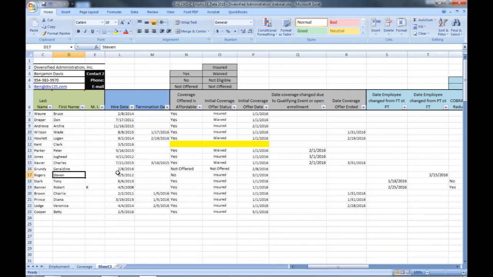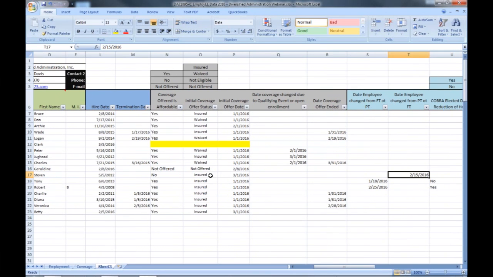Stephen Rogers had been working for us as a part-time employee for quite some time, but in the middle of February, he became a full-time employee. We offered him insurance on March 1st, which he took. However, we don't pay him that much, and the employee's contribution towards the employee-only portion of the lowest cost plan we offer is more than 9.56% of his salary. So according to the IRS, the coverage we've offered him is unaffordable.